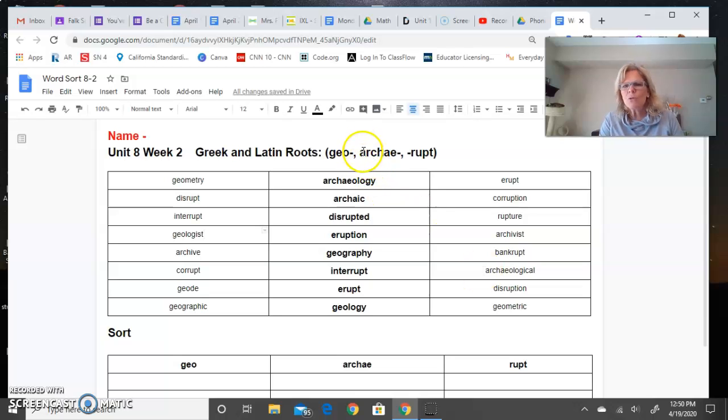Okay, the next one is arche. Now, arche means ancient or really old. So here we have archive, so it'd be something that's old in writing. Archaeology is the study of ancient things. Archaic, not exactly sure what that means. It's describing something that's old.